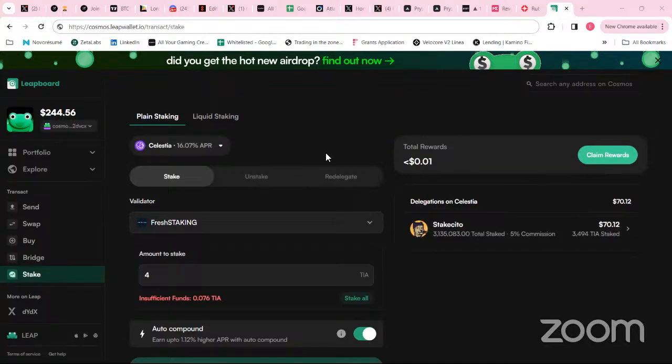If airdrops are something you're interested in, then the least you can do right now is to just stake TIA. Because once you stake TIA, it's going to make you eligible for a lot of airdrops in the future. So yeah, that's that.